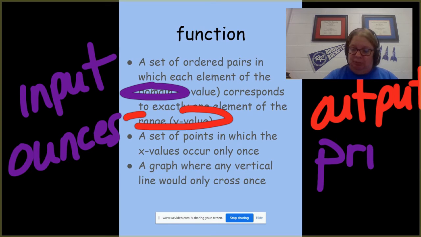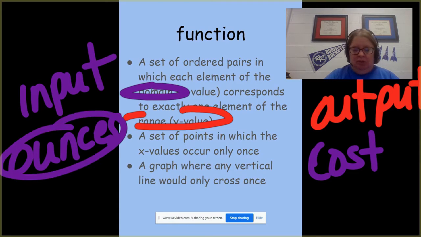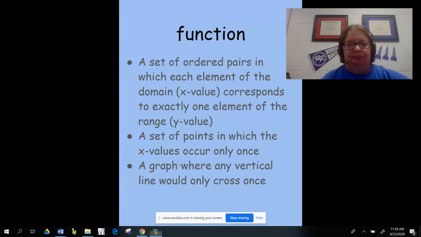Let's change that. I don't like price. I like cost better. Okay. So if each number of ounces has only one cost, then that's a function. Do you think our frozen yogurt situation represented a function? Would 1 ounce of frozen yogurt ever cost you more than one price? Okay. All right, let's keep going.